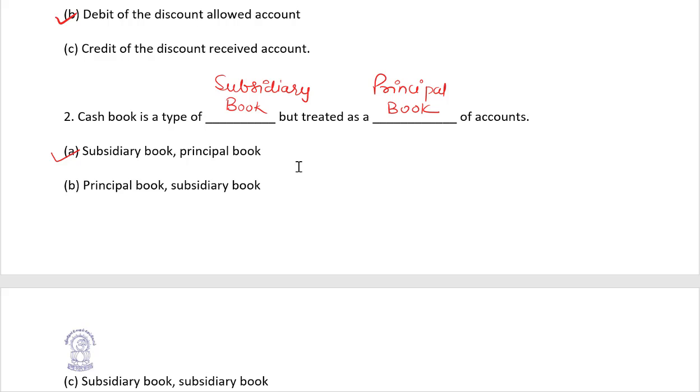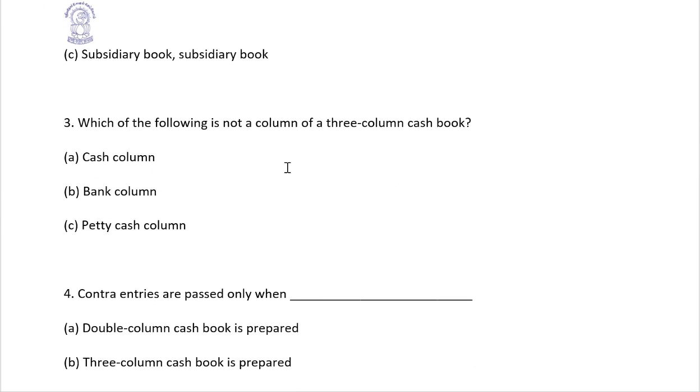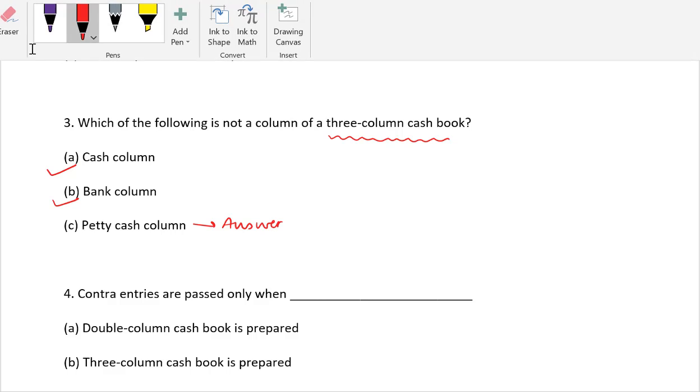Okay, let's continue. Which of the following is not a column in 3-column cash book? Cash column, yes, it is there. Bank column, yes, it is there. Petty cash column, there is no column known as petty cash column. So the answer is C. There is no column as petty cash column.